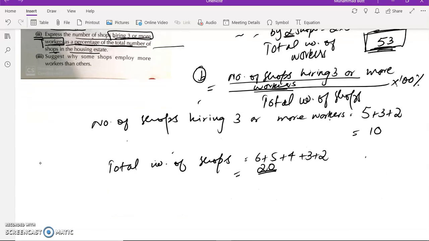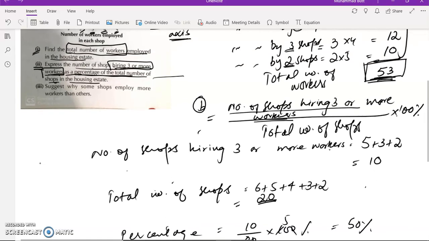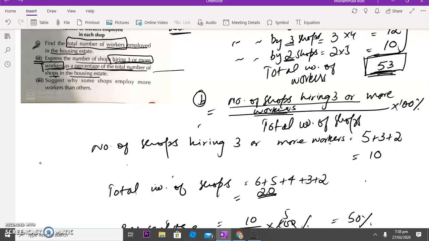Now we have to calculate the percentage. Percentage will be 10 by 20 multiplied by 100%, and it is 50%. 50% of the shops are hiring 3 or more workers.